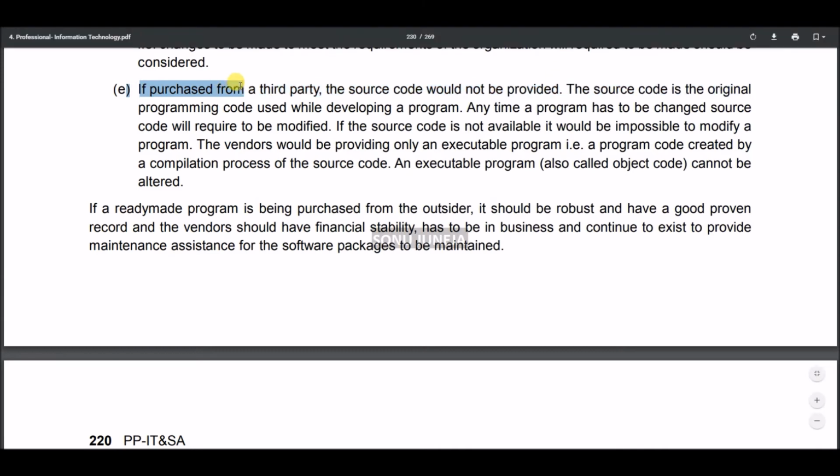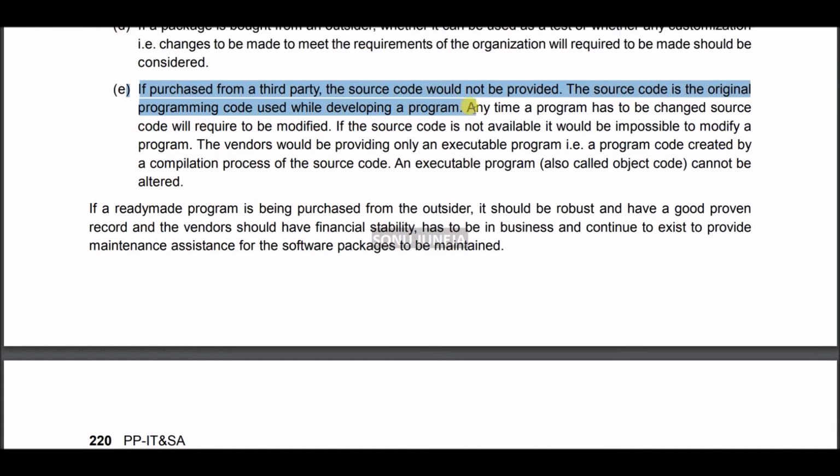The source code is the original programming code used for developing a program. So basically while they develop them, they have the programming files with respect to the same. If any program has to be changed, the source code is required to be modified. If the source code is not available, you cannot modify the program. The vendors would be providing an executable program, that is program code created by the compilation process of a source code. An executable program is also called the object code, and cannot be altered.